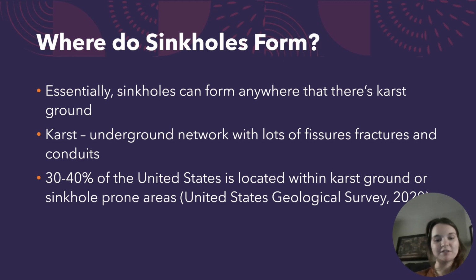So as briefly mentioned earlier, sinkholes can form anywhere where there's karst ground. So karst ground is typically a network of fissures, fractures, and conduits, or like a cave-like network. This can even be seen in caverns and springs that just kind of stretch underneath ground. So anywhere where there's just pockets of ground in the limestone area. Typically, this covers about 30 to 40% of the United States.